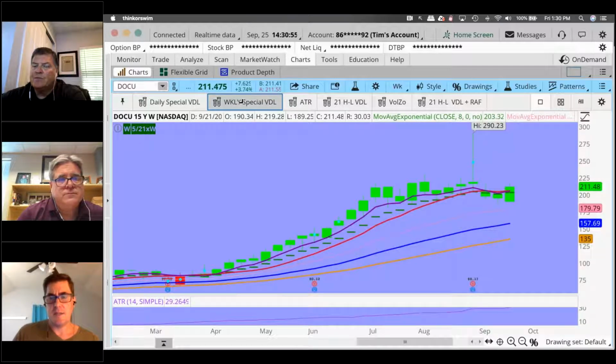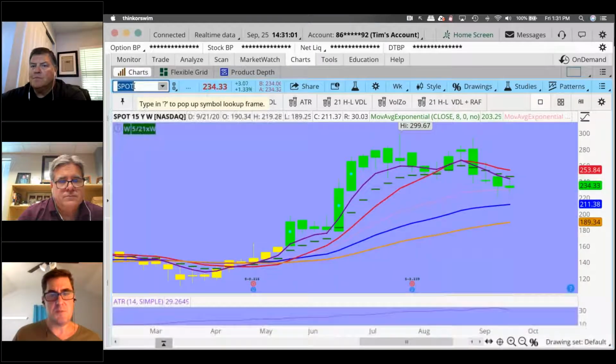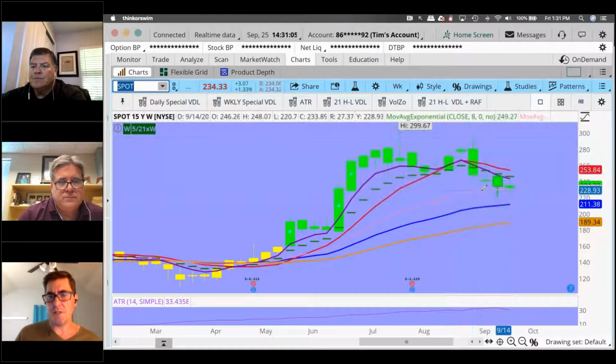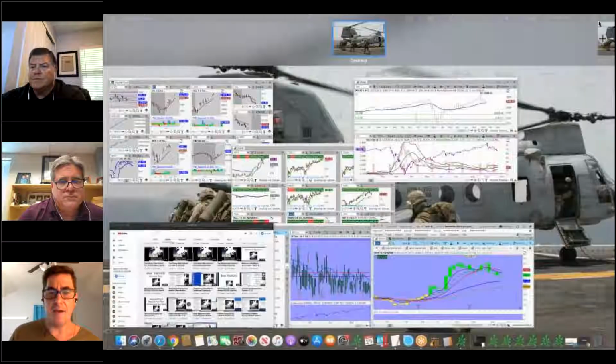That's bullish. Here's a weekly chart of Docu, and it's the same kind of entry I did on Spotify. This is a weekly chart of Spot, where it's just holding that weekly 21 right there. It had this tremendous move. Now it comes off, and it's going to figure out what it wants to do. If it wants to hold this level, great. If it doesn't, I'm going to have to exit.